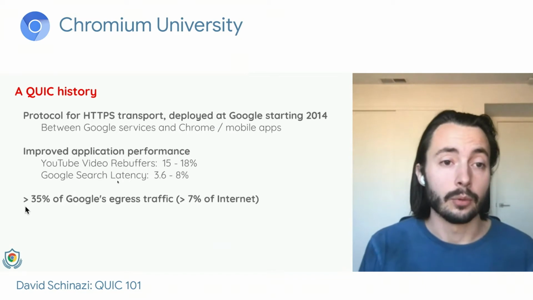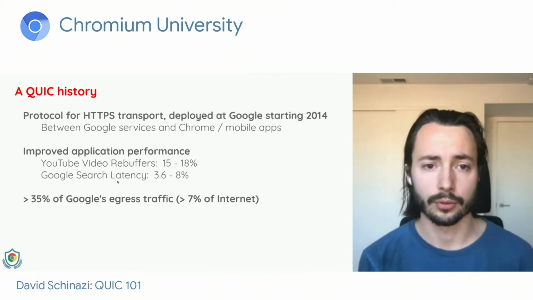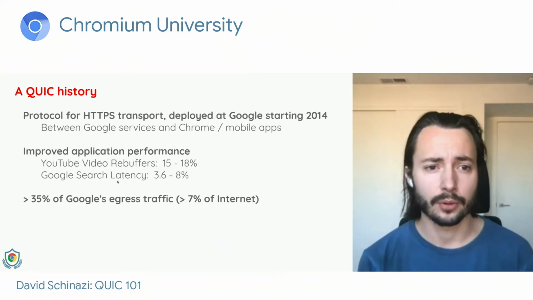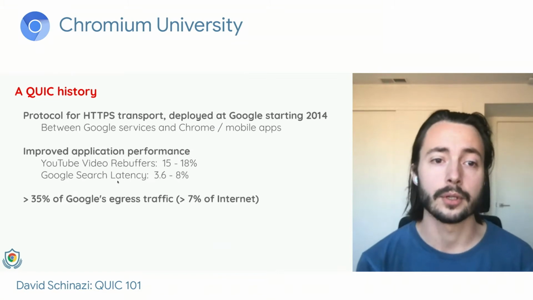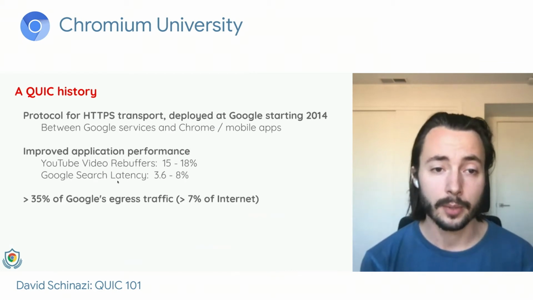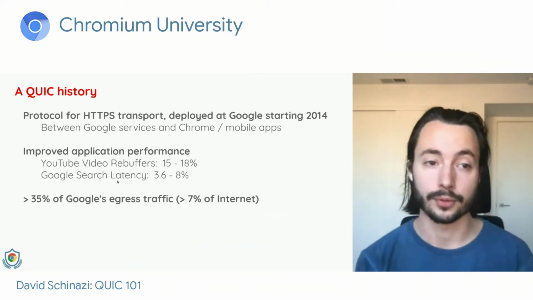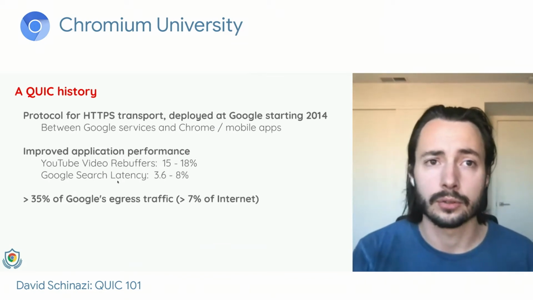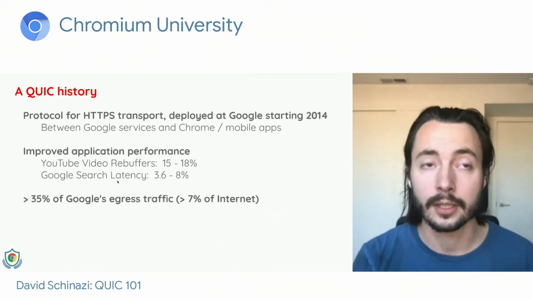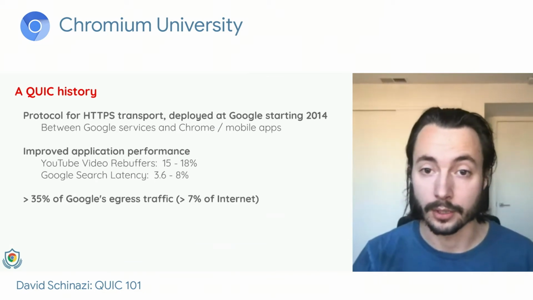It was deployed initially between Chrome and Google services and significantly improved quality of experience for our users. For example, YouTube videos would not do the spinny rebuffering quite as much, and the latency of Google search results was also improved. Now it represents an ever-growing amount of Google's traffic, over a third, and we expect it to increase in the near future as well.